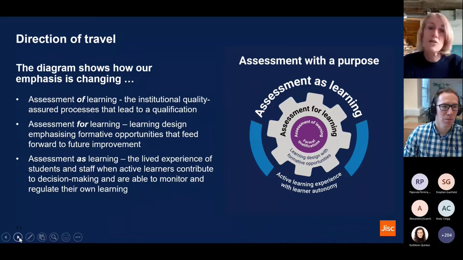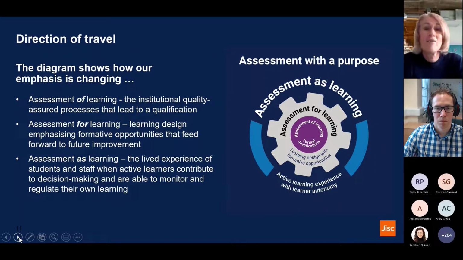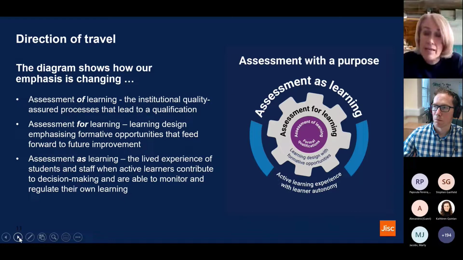So our new model for our assessment and feedback, which underpins and supports our new principles, shows that there is a real emphasis now where we've moved from the centre, where we had assessment of learning, thinking about how that leads to the formal qualification process, to the cog around that, which is assessment for learning, where learning design emphasising formative opportunities that feed forward to future improvements and really enables all the assessments to work effectively, through then leading out to assessment as learning, and really seeing that feedback and assessment is part of the learning process, and ensuring that students and staff are active contributors to the decision making and are able to monitor and regulate their own learning.